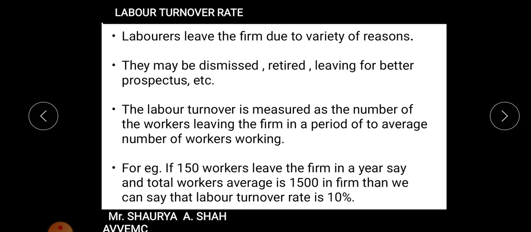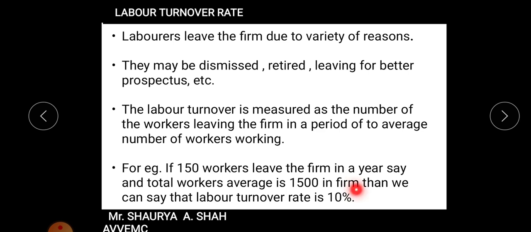For example, understand it with an illustration. If 150 workers leave the firm in a year, right? So 150 workers are leaving the firm in a year and the total average number of workers is 1500. So I can easily say from the definition, if the total average workers is 1500 and 150 have left, what will be my labor turnover ratio? So the simple formula is 150 upon 1500 into 100, right?